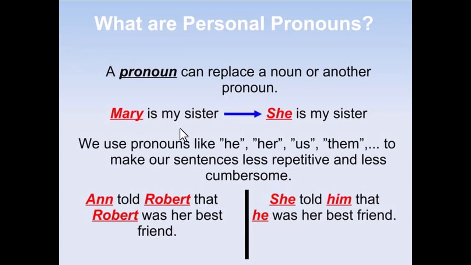A pronoun can replace a noun or another pronoun to avoid repetition. For example, in this sentence, Mary is my sister. She is my sister. Then we use pronouns like he, she, her, us, them to make our sentences less repetitive and less cumbersome. Mary told Robert that Robert was her best friend. She told him that he was her best friend. So the highlighted words are the personal pronouns.